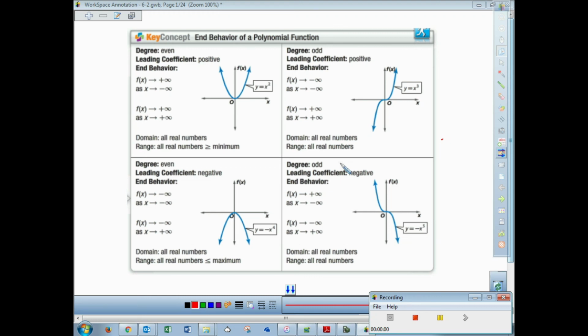6-2 in college algebra, talking about characteristics of polynomial functions. The very first thing talks about end behavior. You did a little bit of it in Algebra 2. We are now a little more knowledgeable. There's two things you need to know about. You need to know about the degree, and you need to know about the leading coefficient.